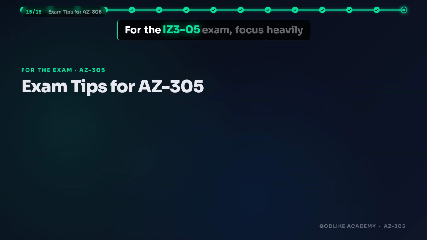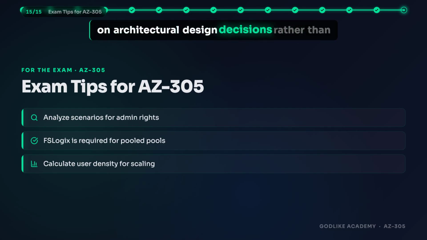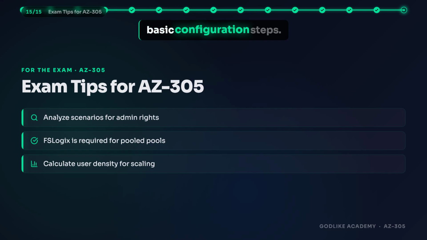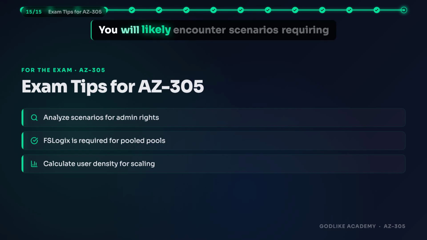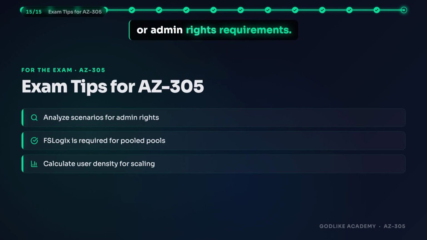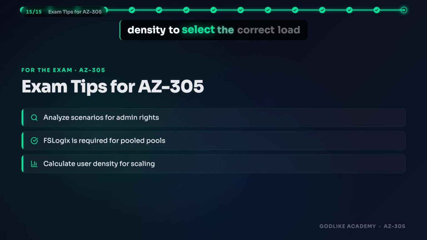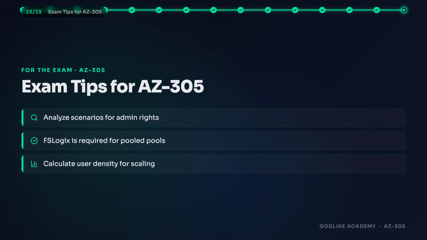For the AZ-305 exam, focus heavily on architectural design decisions rather than basic configuration steps. You will likely encounter scenarios requiring you to recommend a host pool type based on specific application dependencies or admin rights requirements. Remember that FSLogix is mandatory for pooled environments, and carefully calculate user density to select the correct load balancer algorithm for optimal performance.